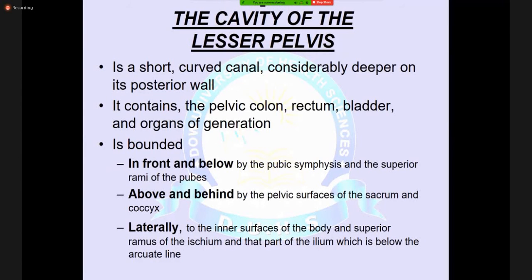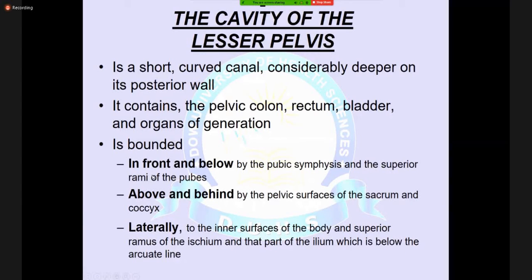So the cavity of the lesser pelvis, you already know, is a short and curved canal, deeper on its posterior wall because of the presence of the sacral curve. This cavity contains all the viscera of the digestive system and the reproductive system. The terminal viscera would be the colon, the rectum, the bladder. In the female, they would have the uterus and the fallopian tubes along with the vagina. In the male, they would have the prostate, the seminal vesicles, and the male urethra, etc.